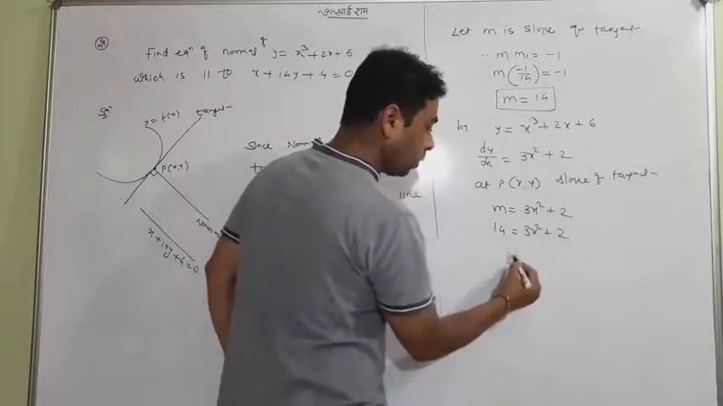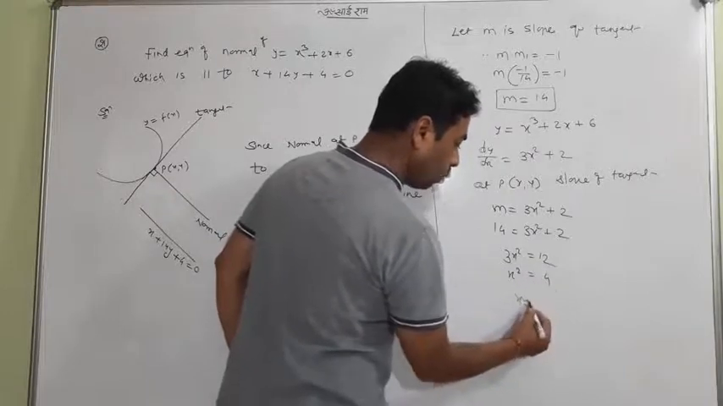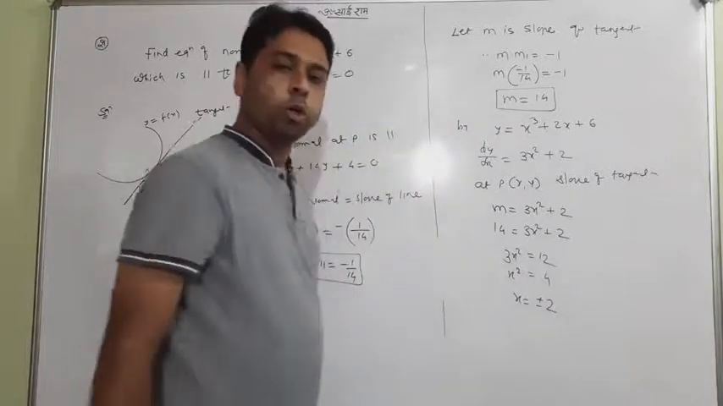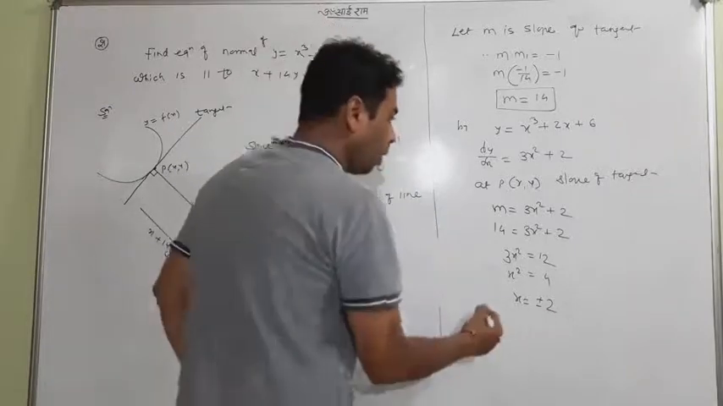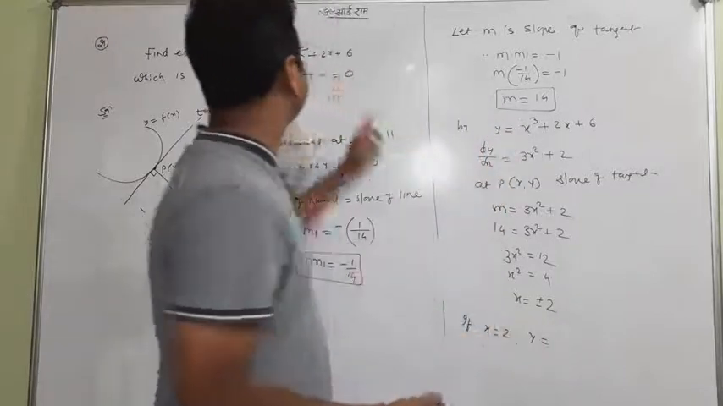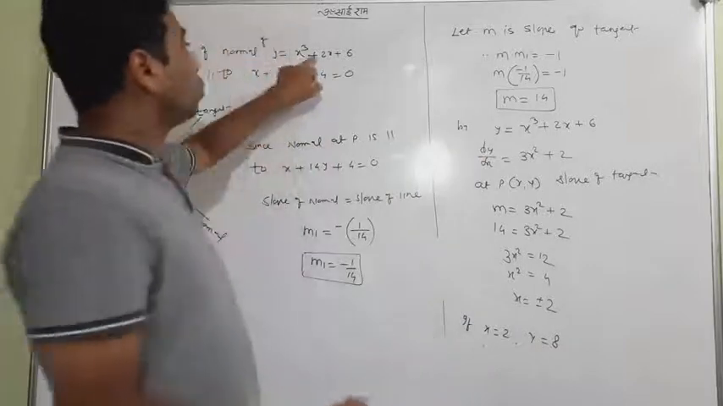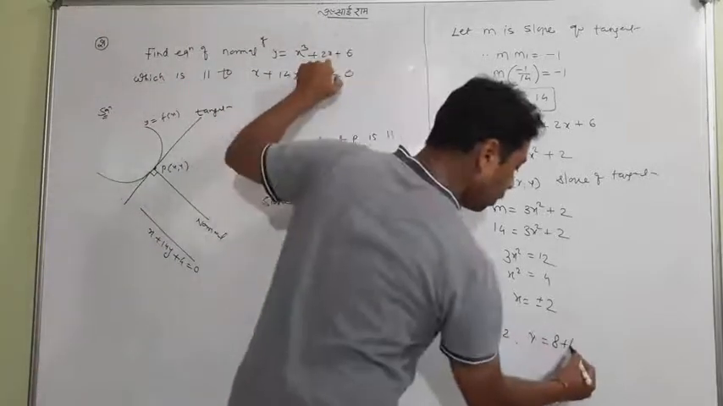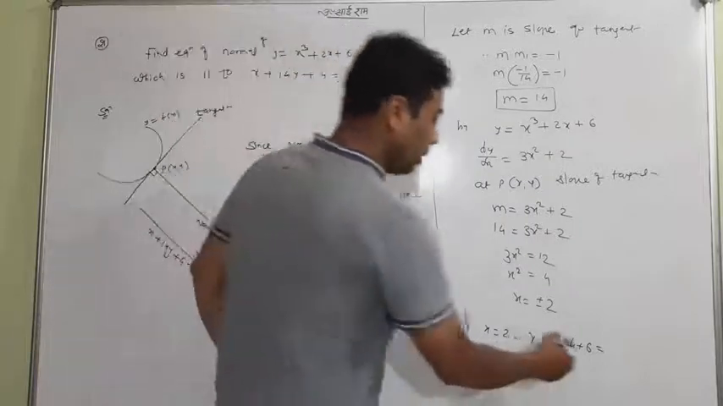So this is going to be 3x square equal to 12, x square equal to 4, x equal to plus minus 2. So we have two options. First, if x equal to 2 is chosen, y will be from here: 2 twos are 4, 2 fours are 8, put here 2 twos are 4 and 6. So overall the answer is 18.